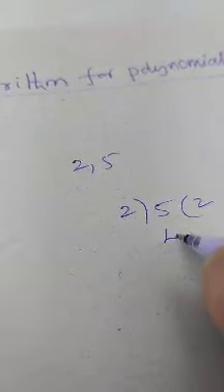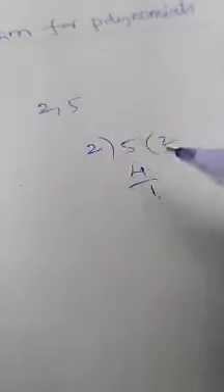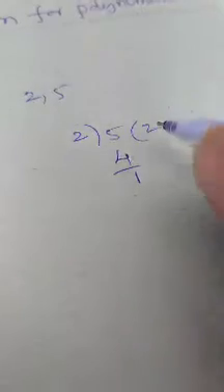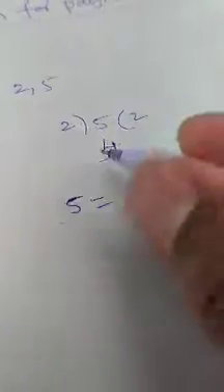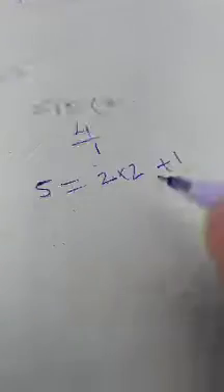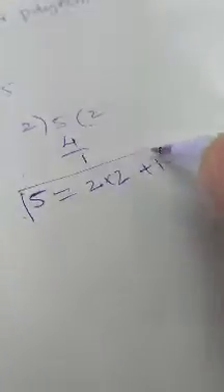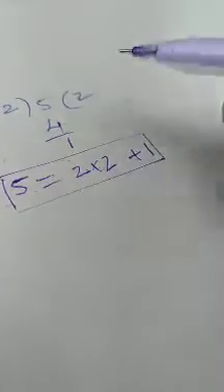2 times 2 is 4, remainder is 1. So this is the division process for numbers. And how to verify whether the quotient and remainder are correct? We can verify like this: dividend is equal to divisor times quotient plus remainder. See, 2 times 2 is 4, plus 1 is 5, equal to 5. So this is the procedure to check the quotient and remainder after long division, whether they are correct or not.